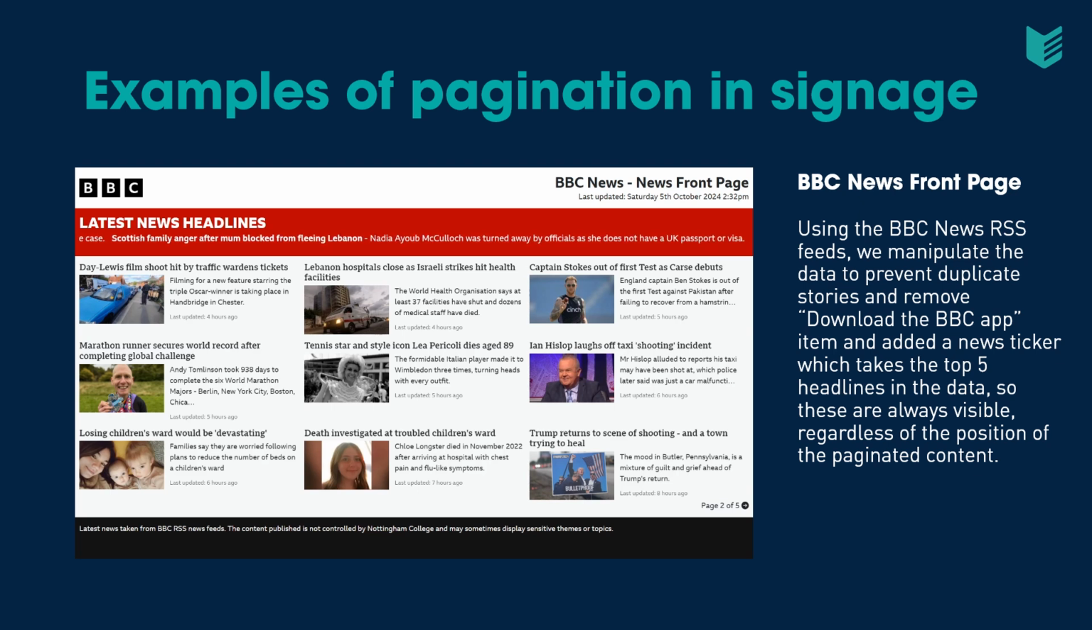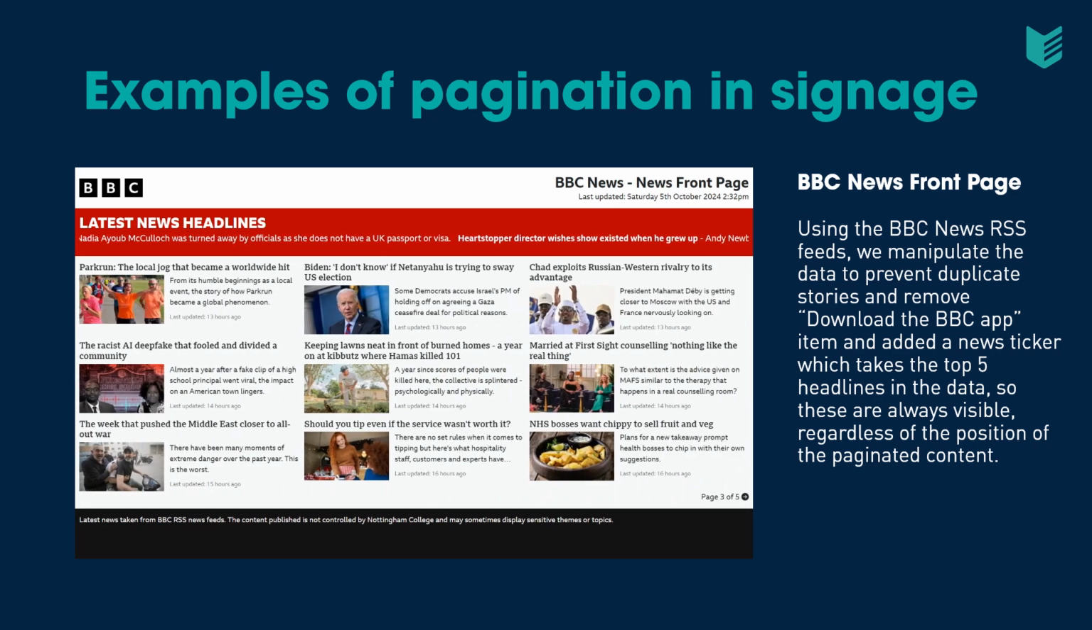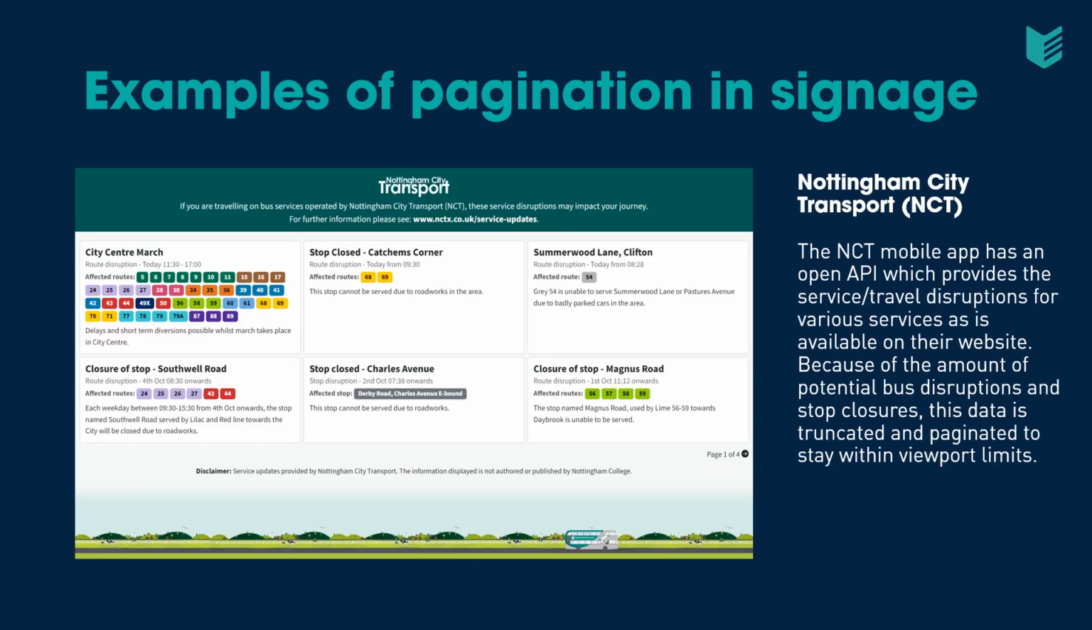As an extra bonus, we added a news ticker at the top of the app that cycles through the top 5 news stories currently on page 1. So no matter where you are in the page cycle, you will always see the top 5 stories on that ticker, no problem. So that's just another example.